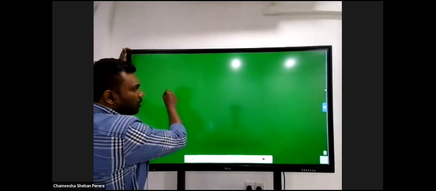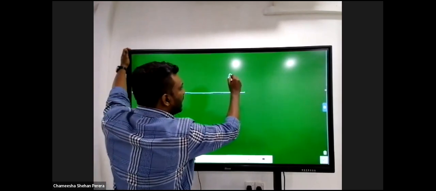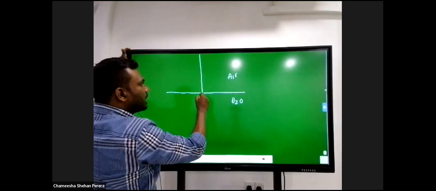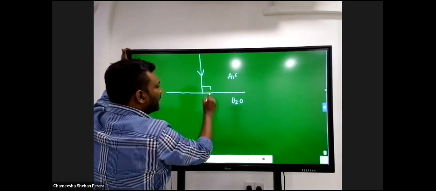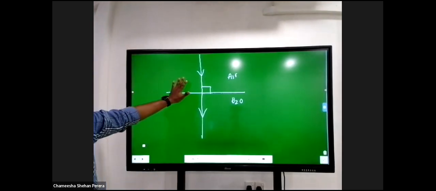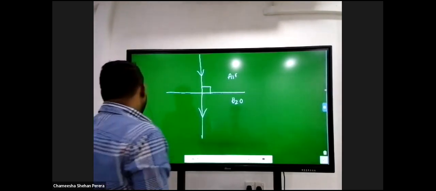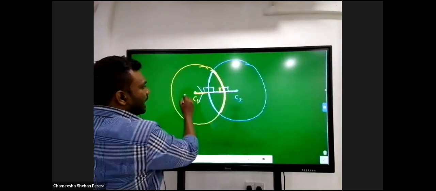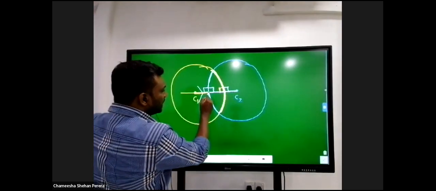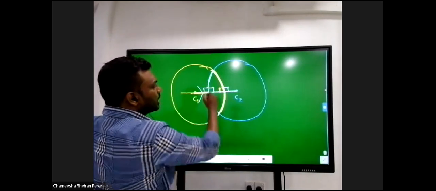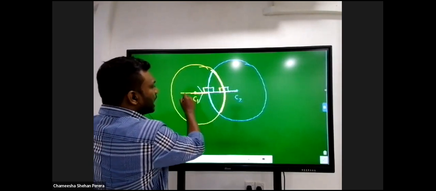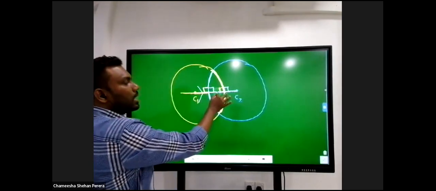When you have a refraction, if this is air and this is water, when there is a light ray touching the interface perpendicularly, no refraction takes place. The light ray just enters the second medium without refraction. The same thing applies here. If a light ray travels along the principal axis, it touches the curved surface perpendicularly, so there will be no refraction. The light ray just enters the glass.